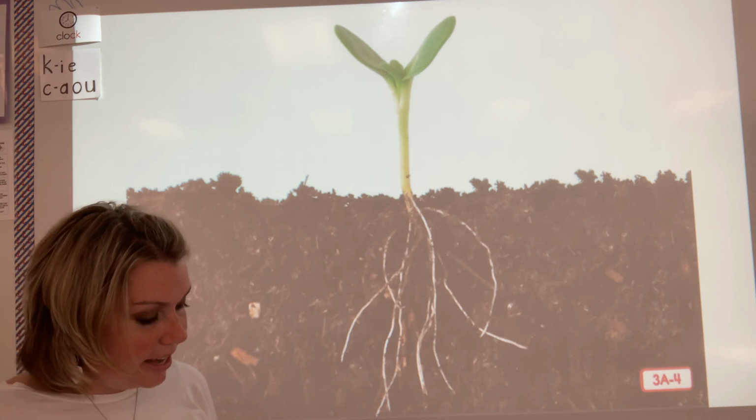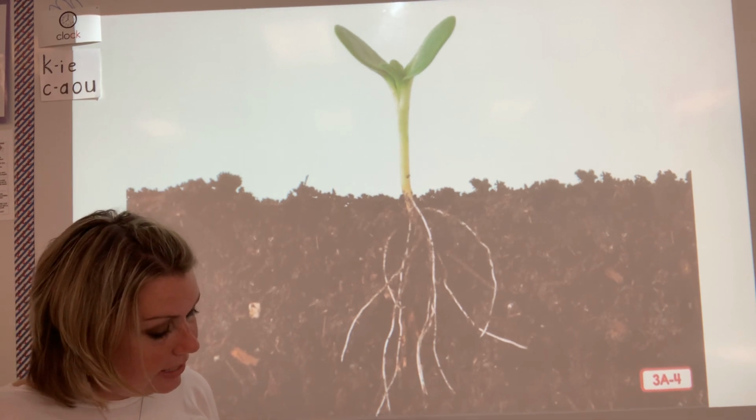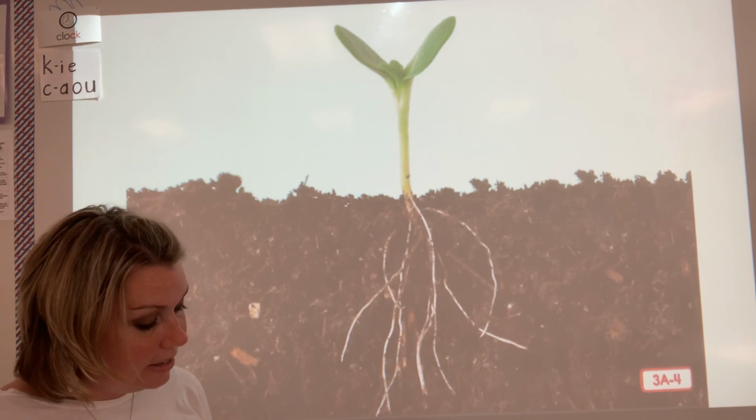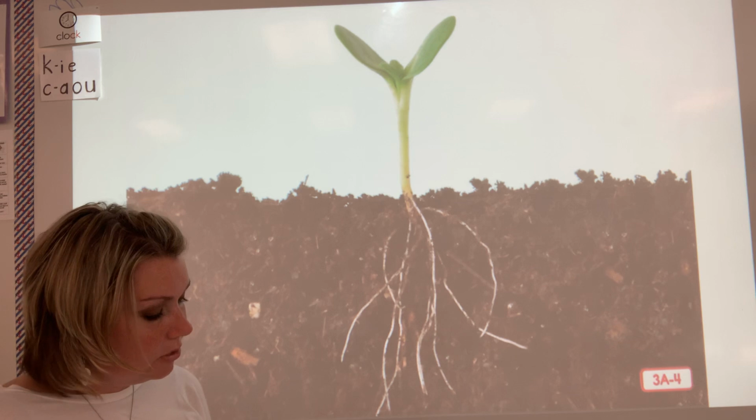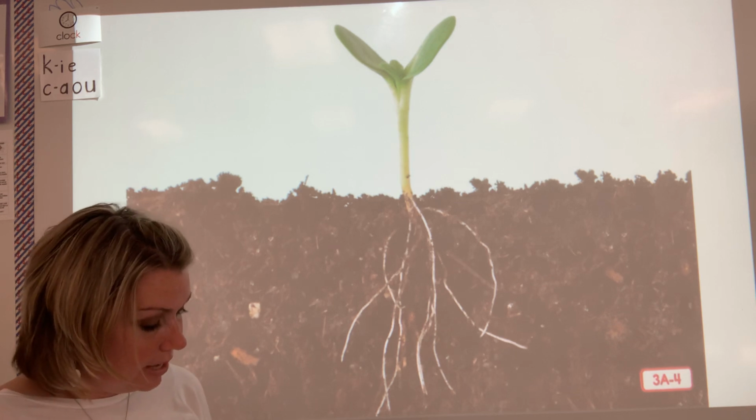When the plant dies, it decays or breaks down into little pieces and goes back into the ground and becomes nutrients in the soil. A new life cycle of a plant begins.